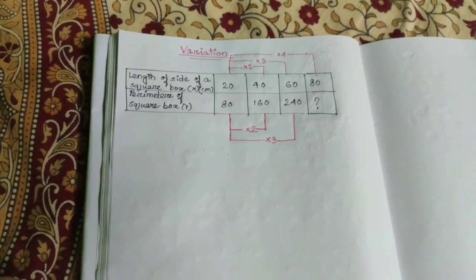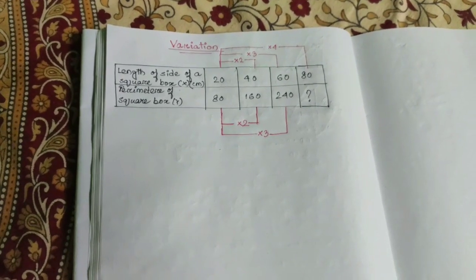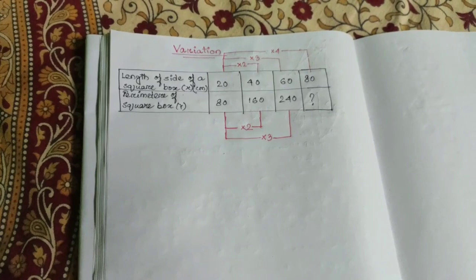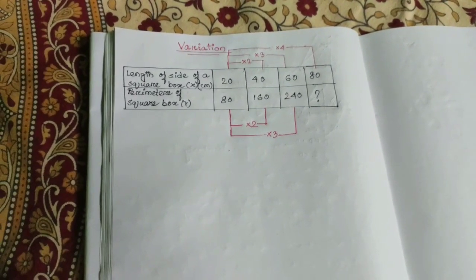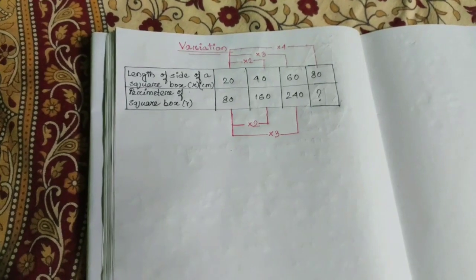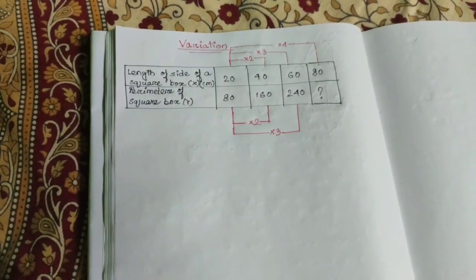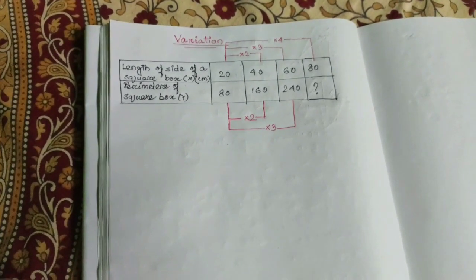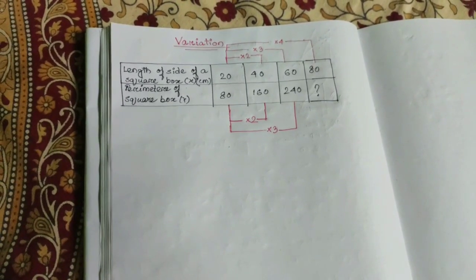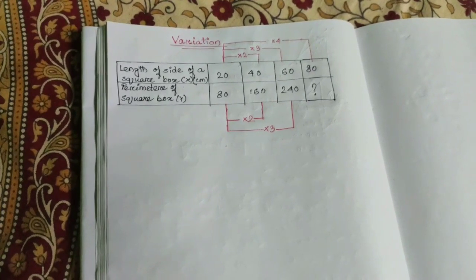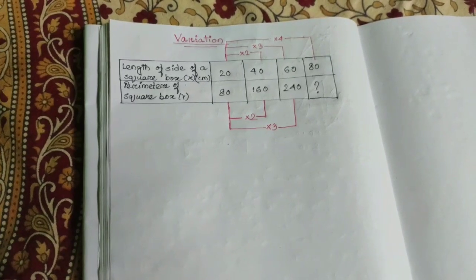Today I am going to explain the chapter variation. Here I have taken a problem: the lengths of the sides of square boxes are 20, 40, 60 and 80, and the perimeters of the square boxes are respectively 80, 160 and 240, and we have to find the fourth one.